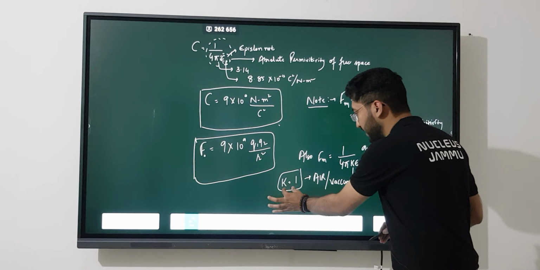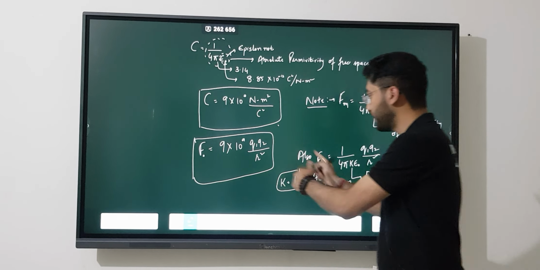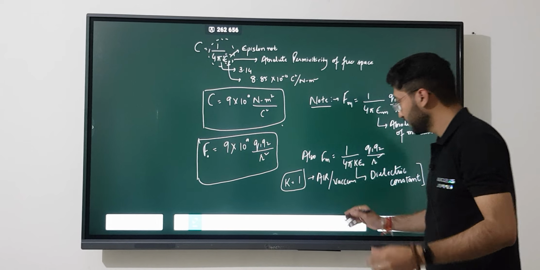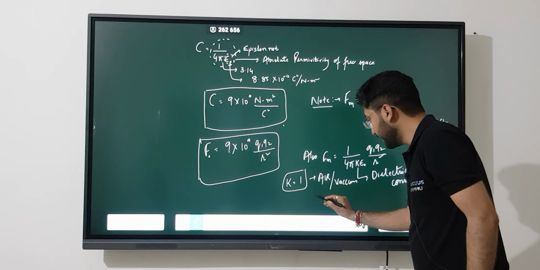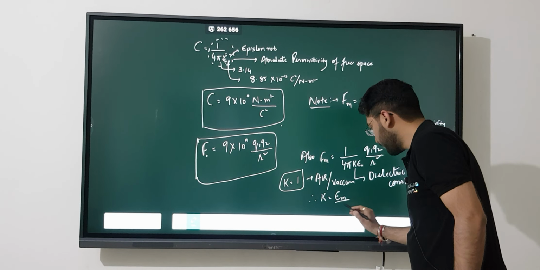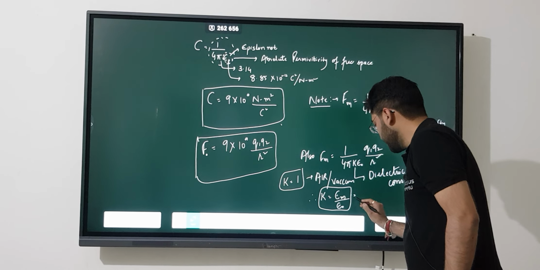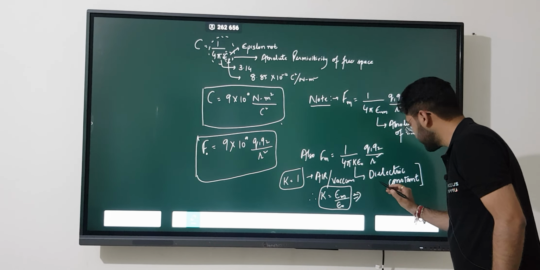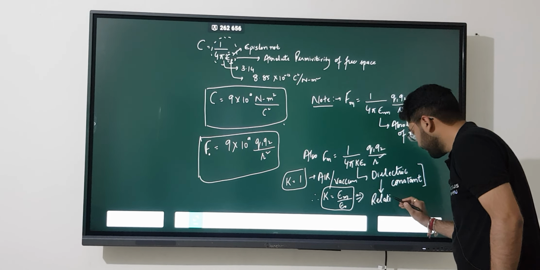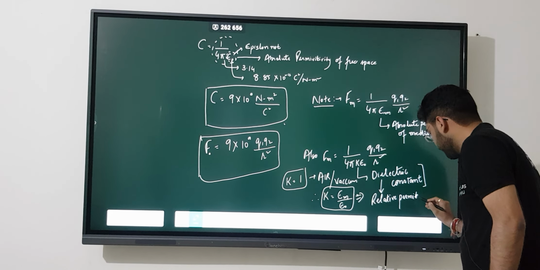When you put this value k equals to 1 in this equation, the same standard equation results. But for different materials, the k value, that is the dielectric constant, changes. Therefore k is equal to epsilon of the medium upon epsilon naught. This dielectric constant is also called relative permittivity.